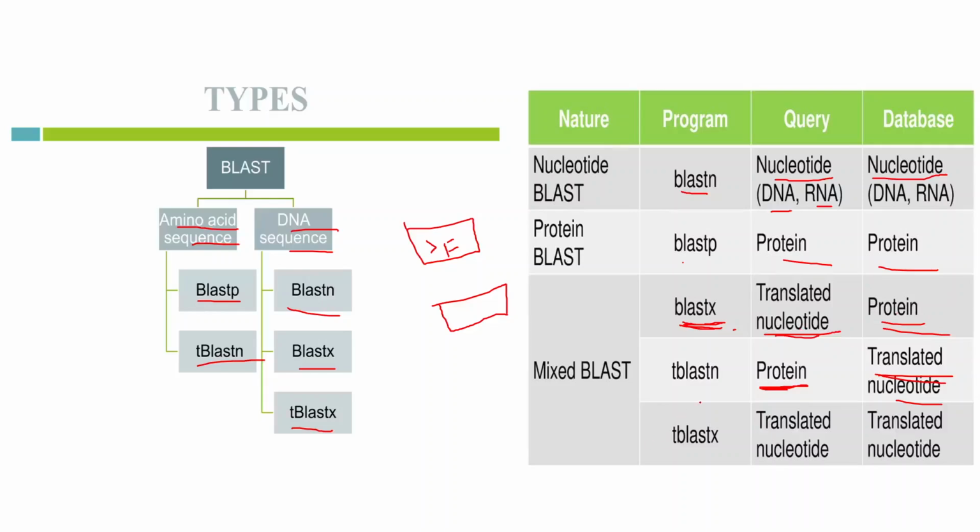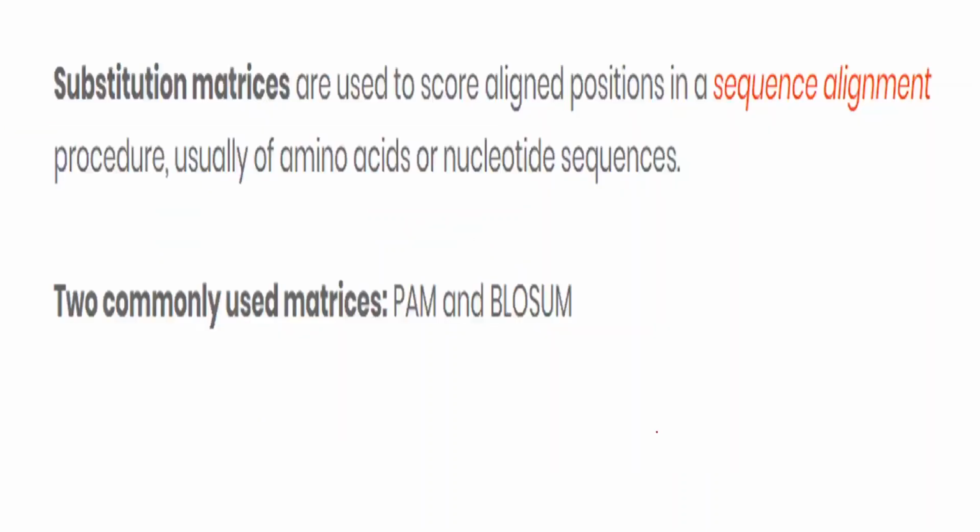Okay, TBLASTN means here you have the protein sequence and you are searching against the translated nucleotide. That will also be protein, but it is present in the form of translated nucleotide. Then you have TBLASTX. TBLASTX is translated nucleotide searched against translated nucleotide. Both things are translated and both things are nucleotide. Okay, so this is the difference in BLAST.